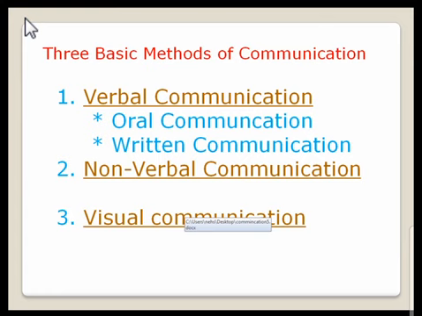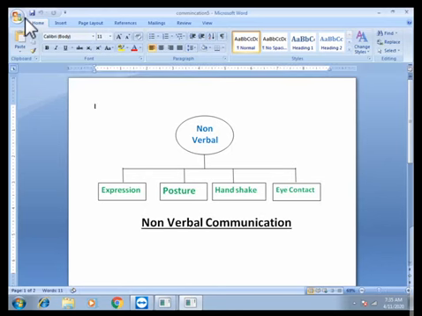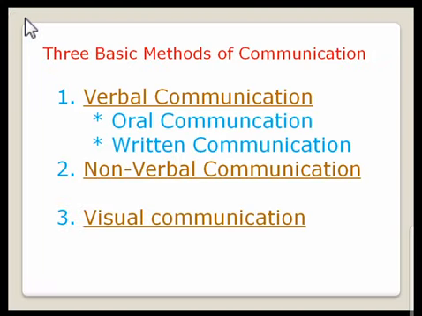Now, the third method is visual communication. Another important method of communication is visual communication, which involves sending and understanding messages only through images or pictures. The best example of visual communication is traffic light. The sign that you see on the board.